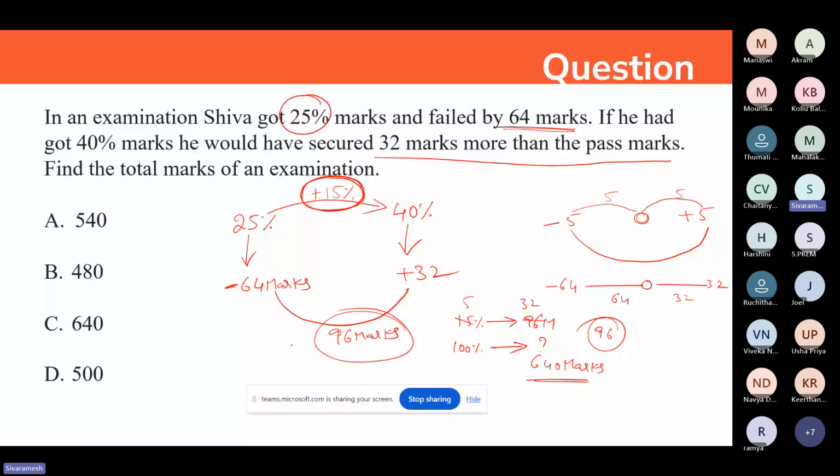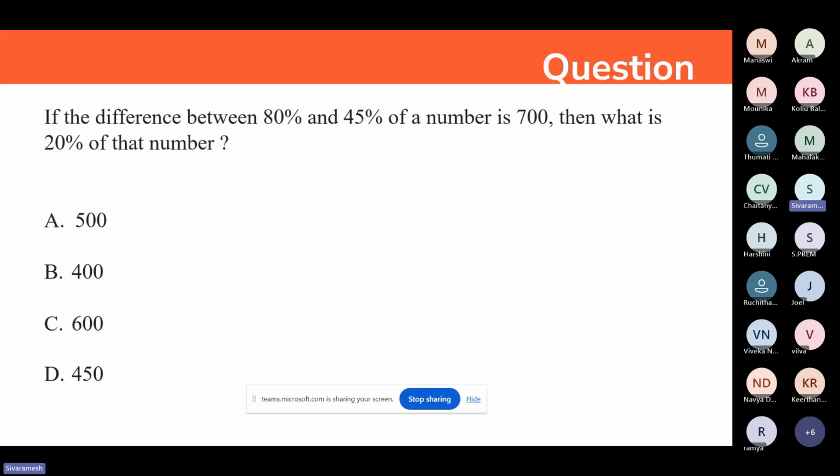Now they are asking us to find the total marks of the examination. Actually, this question we can solve using equations. We can assume the total marks of the examination is X, but with that method you will get a lot of equations. So better follow this particular method. It is easy for you to understand also. There are so many questions like this in a basic way. So for the next question, let's try this one. Can you solve this question?